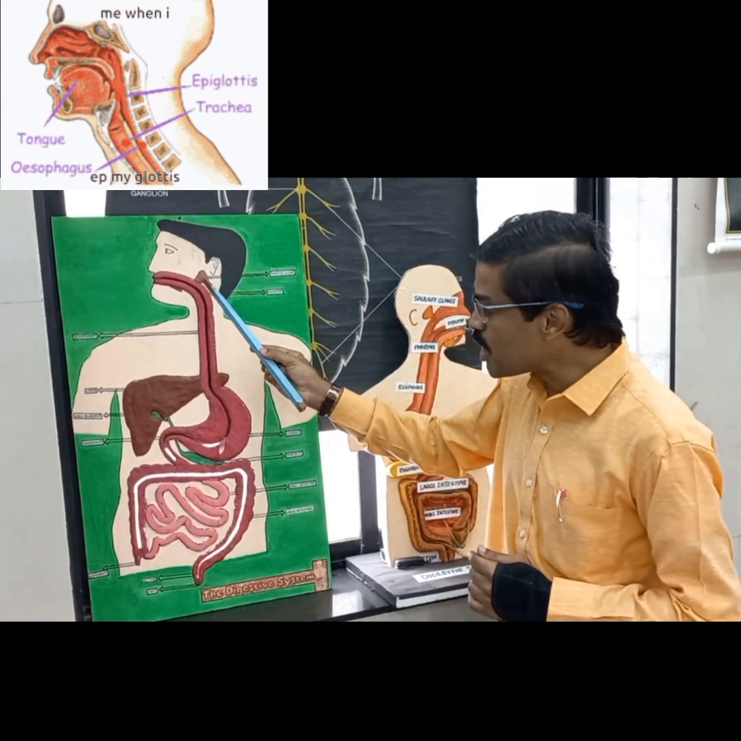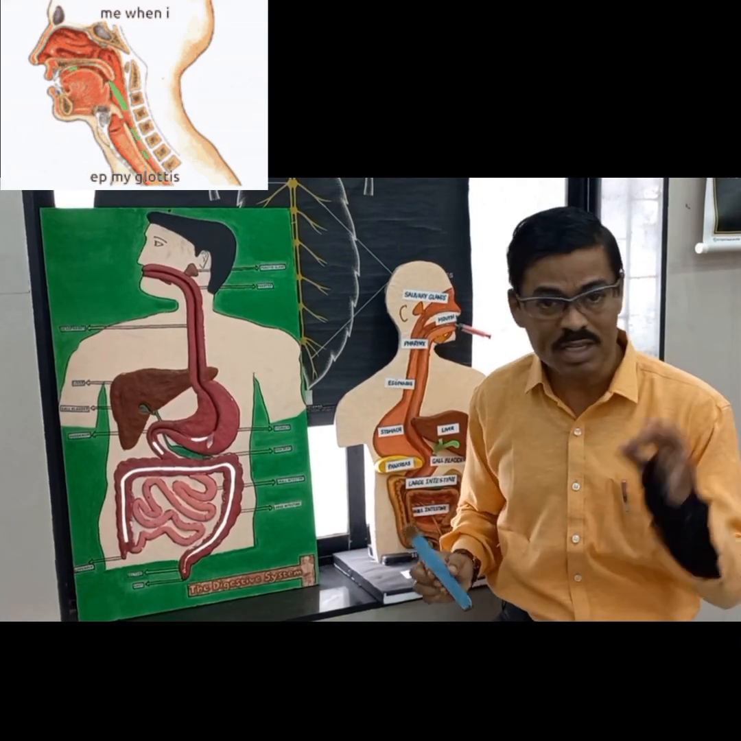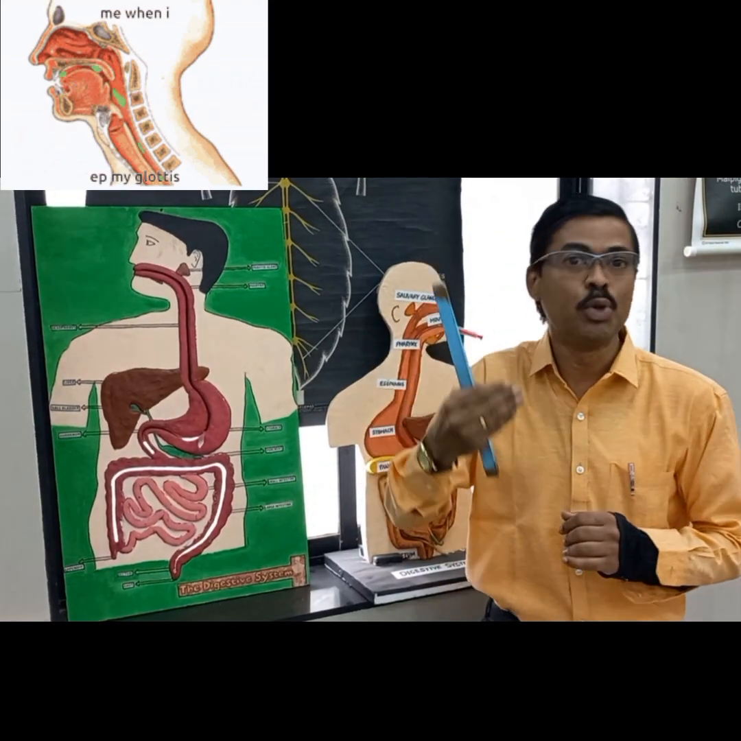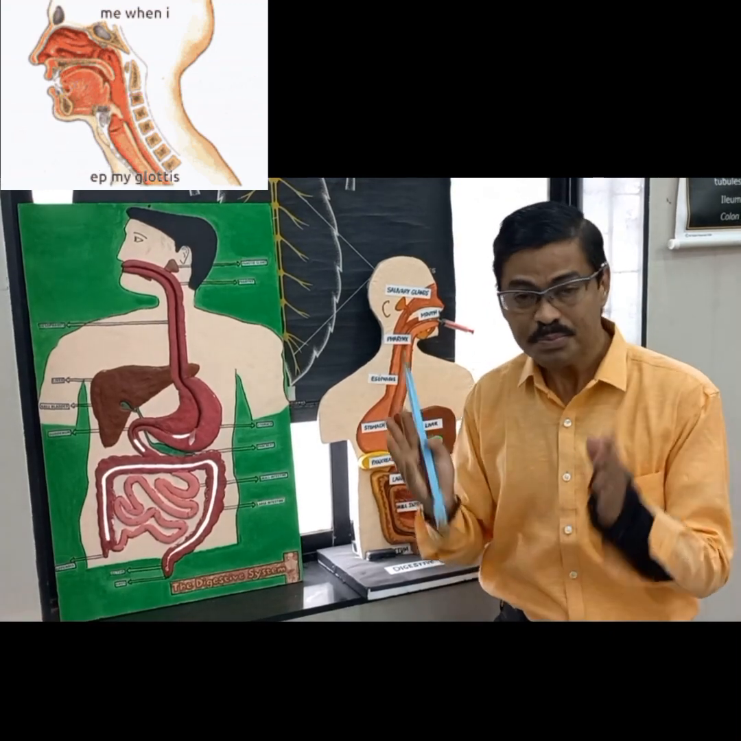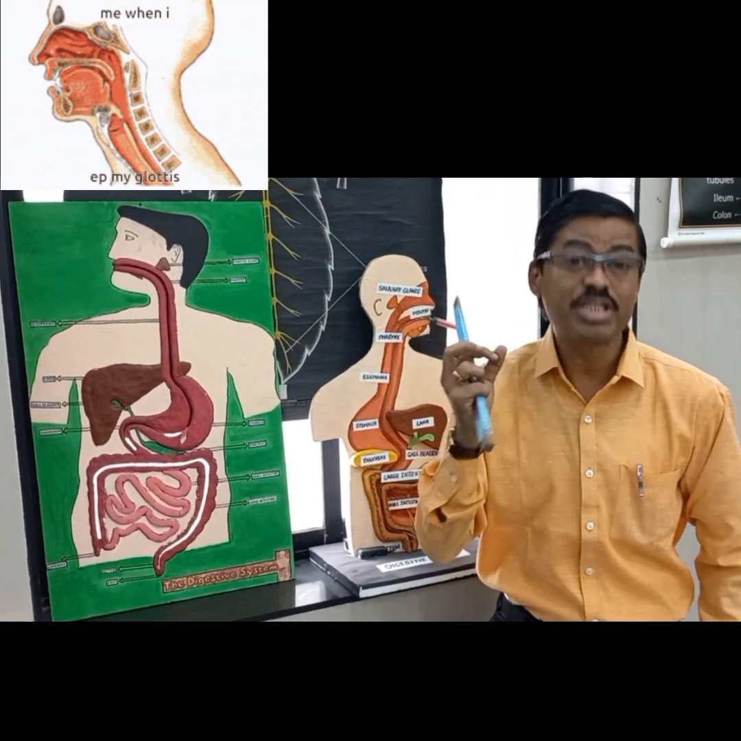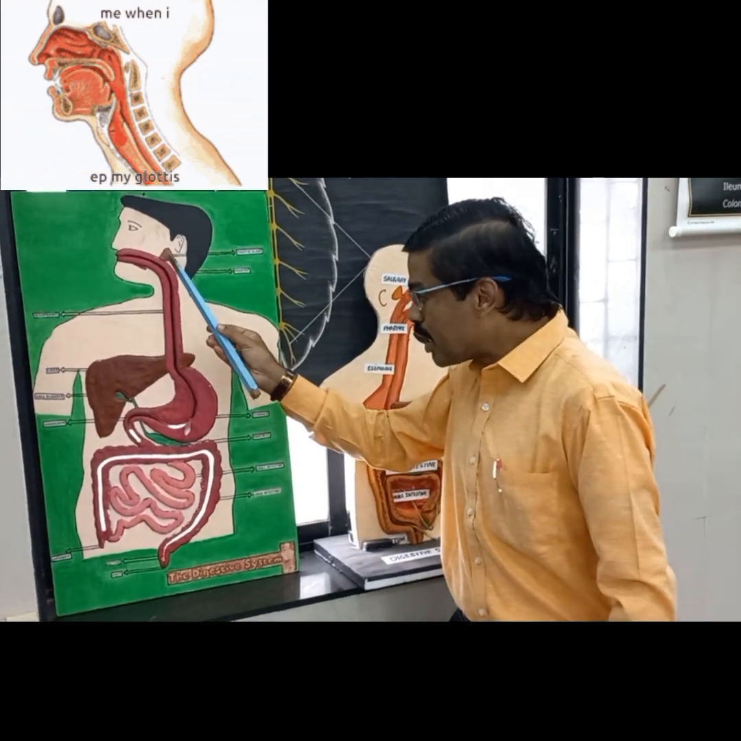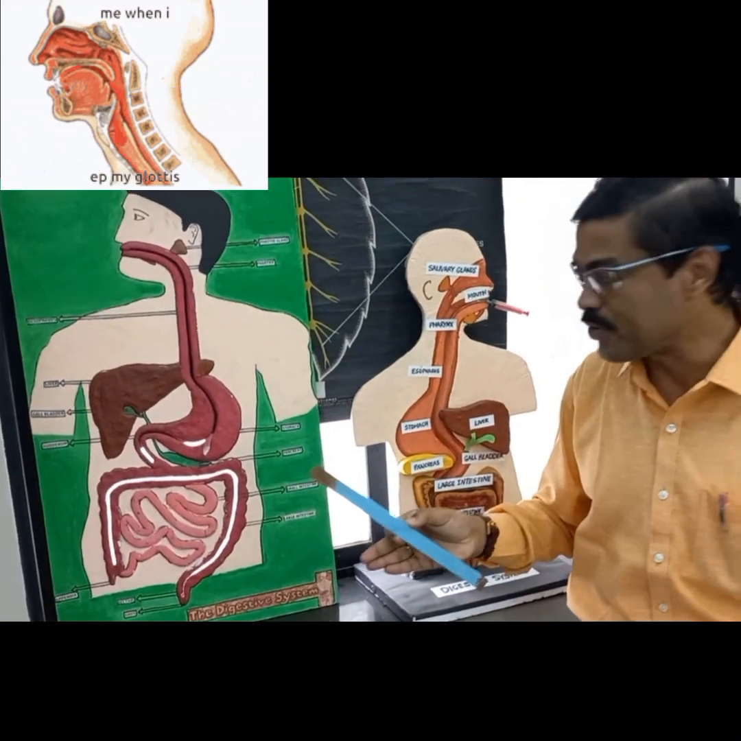Now esophagus is a long tube. This is almost 25 centimeters in length. What is the length? 25 centimeters. Internally it is lined by the mucous membrane. It has longitudinal muscles and circular muscles. Because of alternate contraction and relaxation, the food moves, which is called peristalsis. Clear? Okay. Now the esophagus enters into the stomach, piercing the diaphragm.